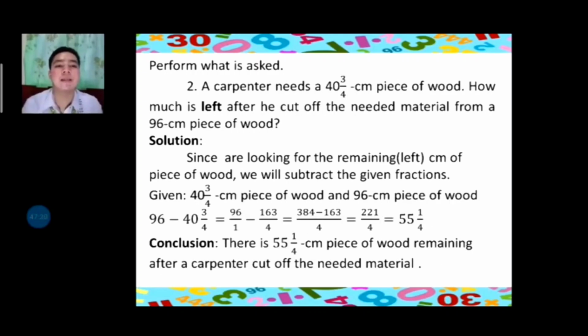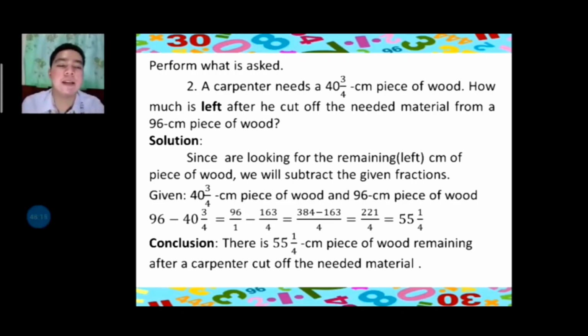So how about this one? A carpenter needs a 40 and 3/4 centimeter piece of wood. How much is left after he cut off the needed material from a 96 centimeter piece of wood? So as you can see, we have a 96 centimeter piece of wood. If the carpenter used 40 and 3/4 of that wood, what will be the remaining centimeter piece of wood? So what you are going to do is subtract the piece of wood the carpenter needs.